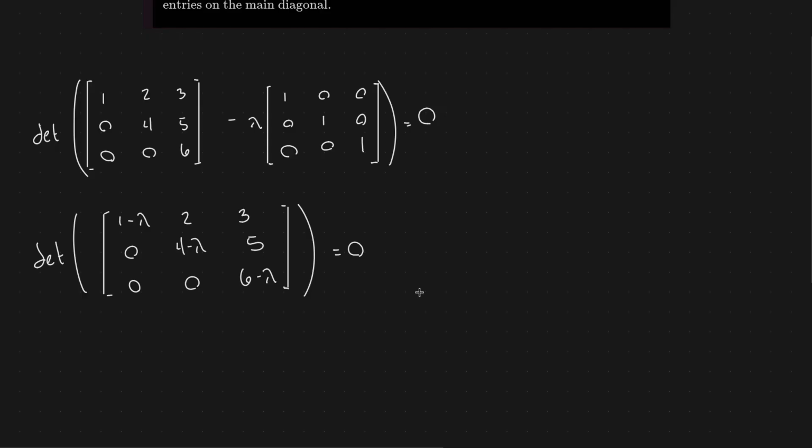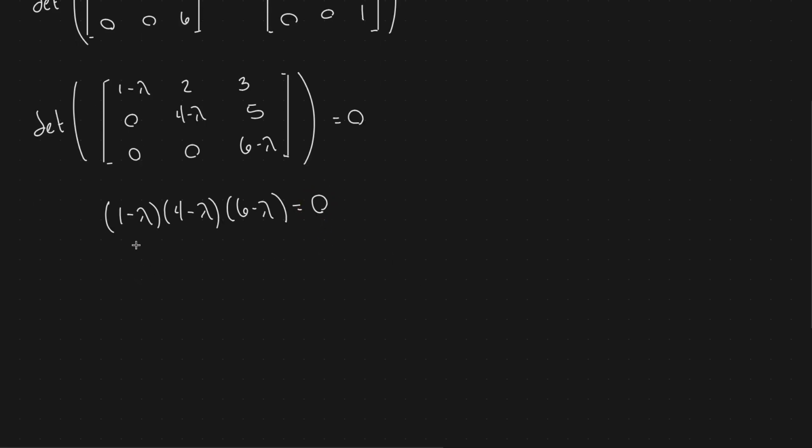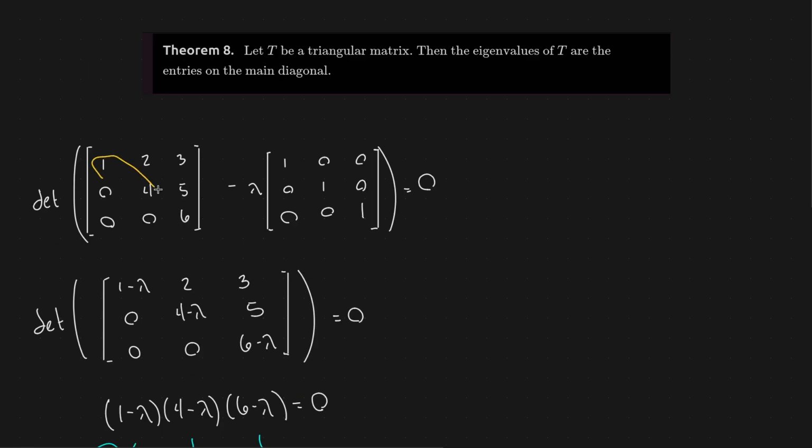But this is a triangular matrix. And what do we know about the determinants of triangular matrices? The determinant is just the product of the entries along the main diagonal. This is just going to be 1 minus lambda, 4 minus lambda, 6 minus lambda. Okay? Product of the entries along the main diagonal. Setting that equal to 0, the only way that happens is if either lambda equals 1, or looking at the second factor here, lambda equals 4, or the last factor, lambda equals 6. And those are exactly the entries along the main diagonal.